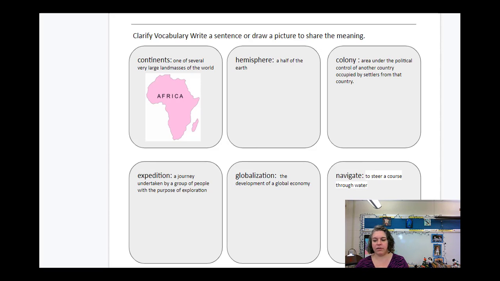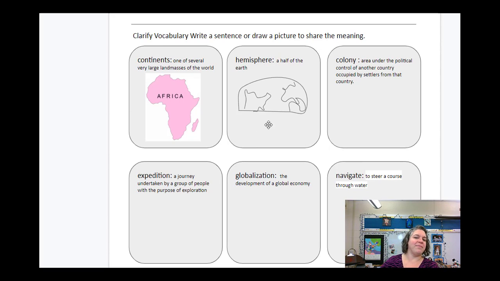Moving on. Hemisphere: half of the earth. You can go ahead and either write a sentence or draw a hemisphere, half of the earth. I'm going to pause and do that. Okay, so this time, there we go. I drew the northern hemisphere. I used the scribble tool. I cut the earth in half, and there we have North America, and there's Europe, and a little bit of Africa over there. Northern hemisphere, half of the earth.